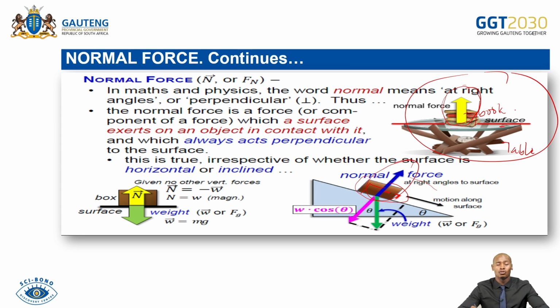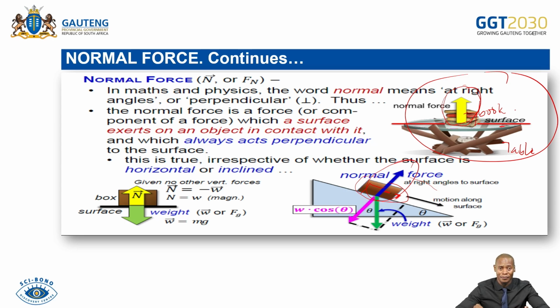To the surface. So we will talk about the normal force. If there's contact between two objects, and also the surface, either it is a horizontal or inclined plane, that is what we are going to focus on.